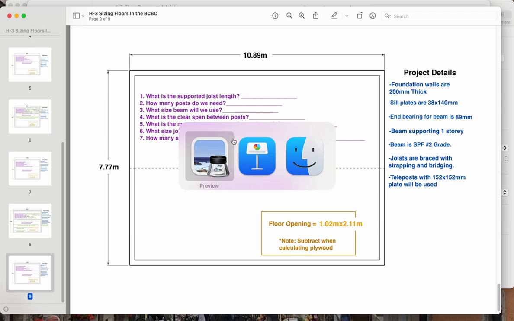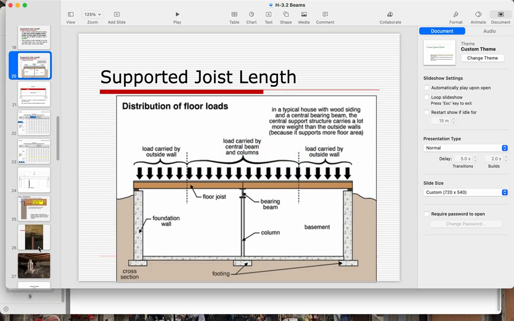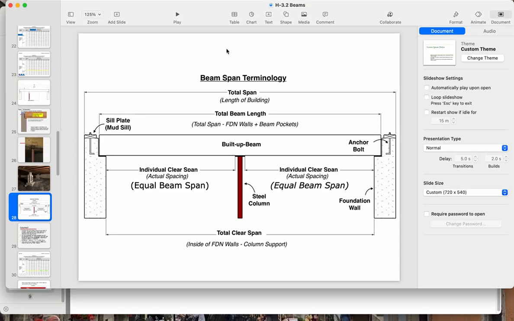So remember, we're going to have to subtract our foundation walls off of that. Remember that our bearing point ends at our foundation wall. So what we want to do is completely subtract our foundation wall off of both sides, and that will tell us how much total clear span we have from inside a foundation wall to inside a foundation wall, and that will help us figure out how many individual spans we have from post to post.